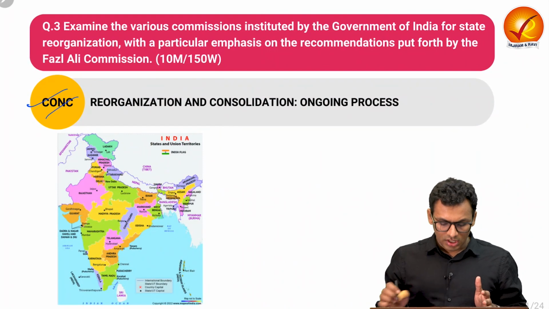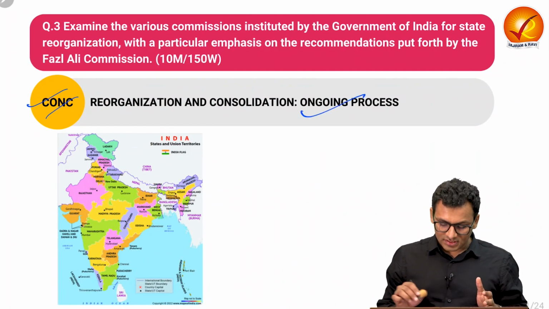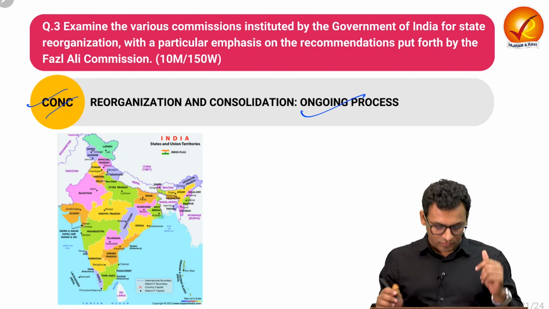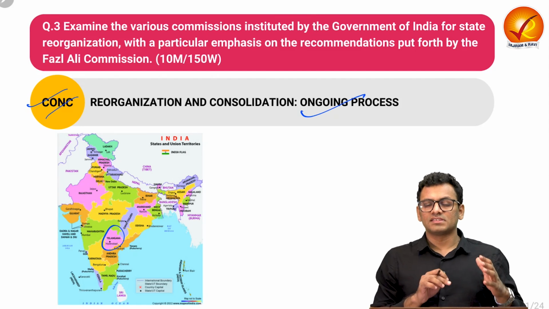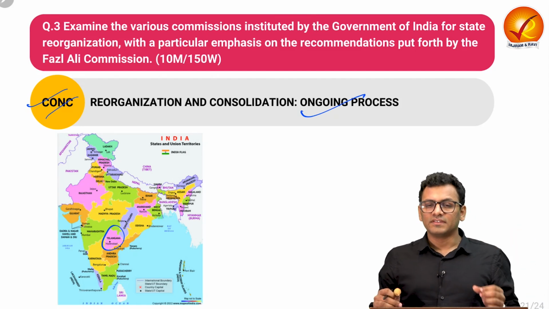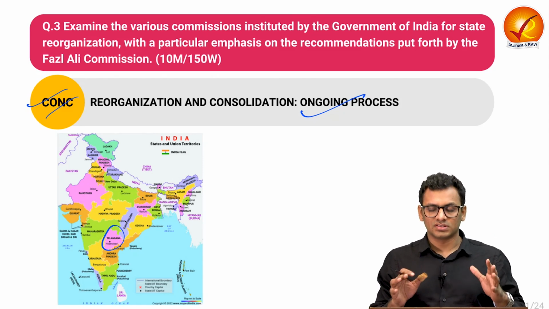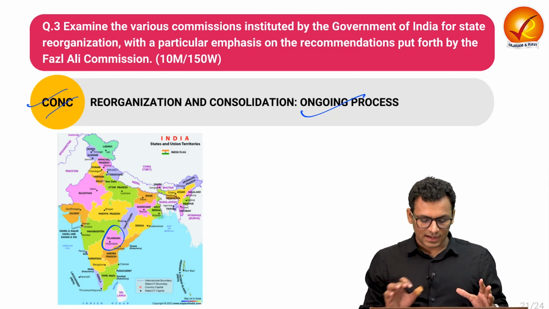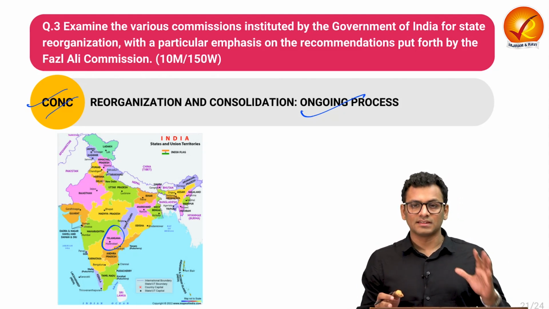In the conclusion, you can talk about how reorganization and consolidation has been an ongoing process. We witnessed the recent formation of Telangana in 2014. So that says that from the 1950s till the latest, we have seen a lot of reorganization within the nation. So that talks about the idea that this is still a dynamic and ongoing process. So that is all for question number 3's conclusion.